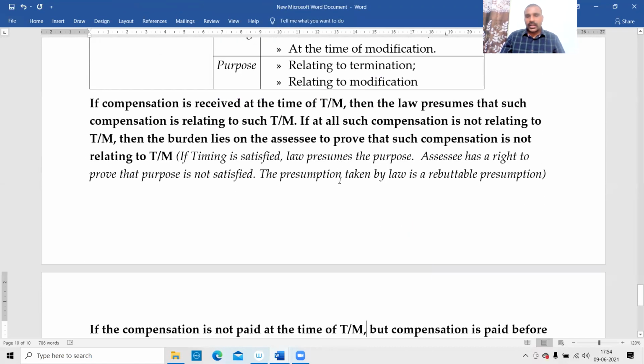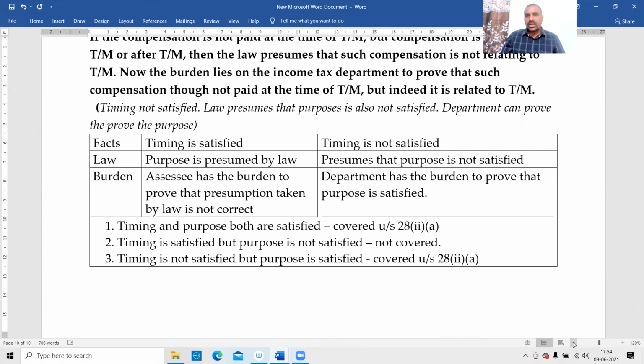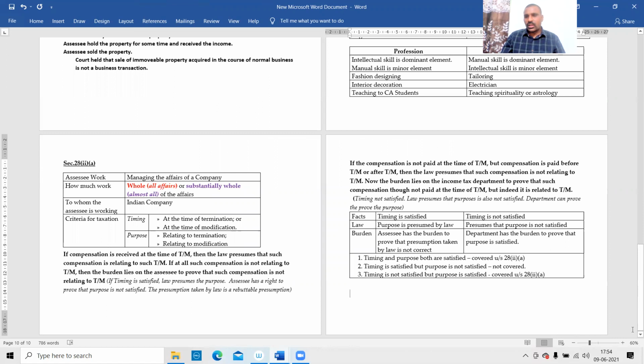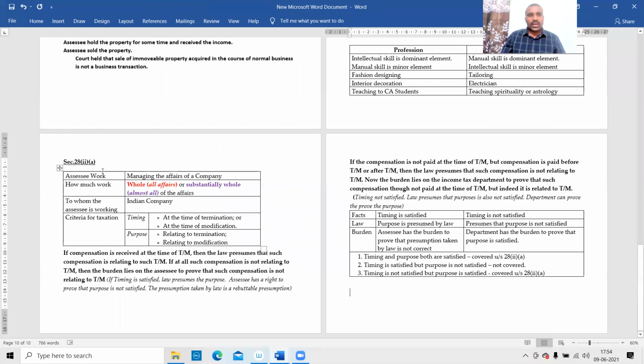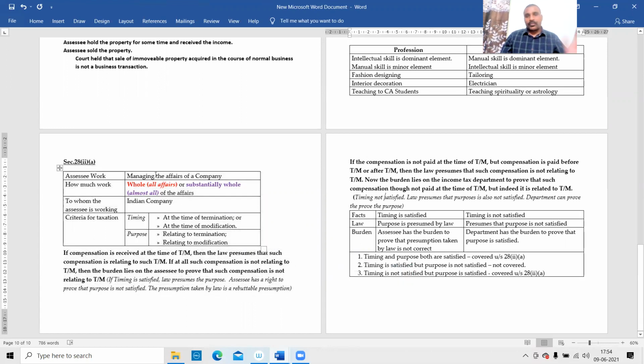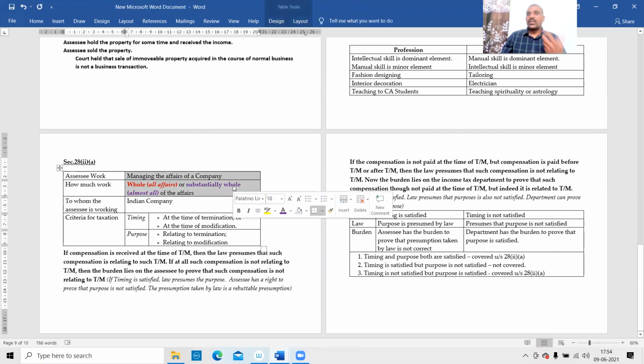Okay, right. So you can take a screenshot of this, or take a photo on the mobile and write. So section 22 clause A, compensation received. Right, next, 22 clause 2A. The assessee's work is managing the affairs of a company. How much work is the assessee doing? The assessee is managing the whole, or substantially the whole, of the affairs. Even if one condition is not satisfied, it is gone. The criteria for taxation is either timing or purpose.